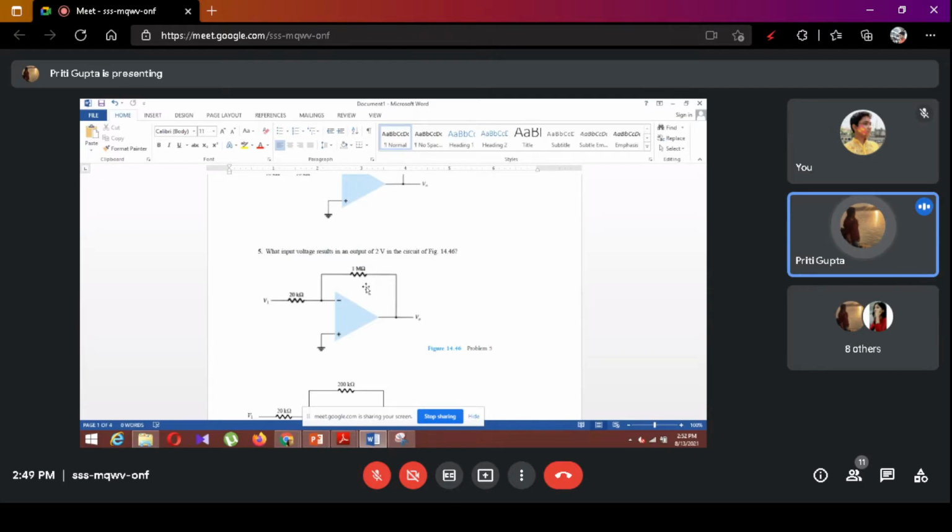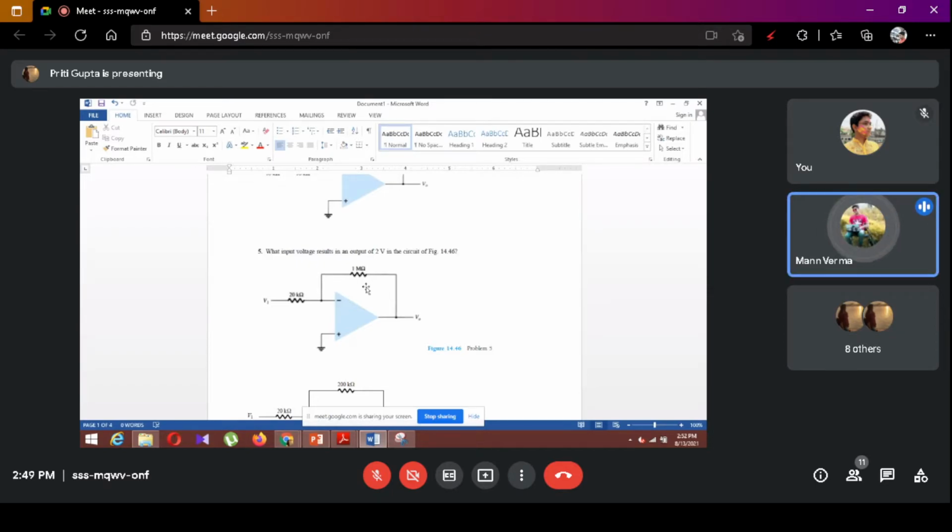What is the answer? Minus 0.04 volt. It is an inverting amplifier, and you have to find the input, so omit the minus. So 0.04 volt. Everyone got the same value.